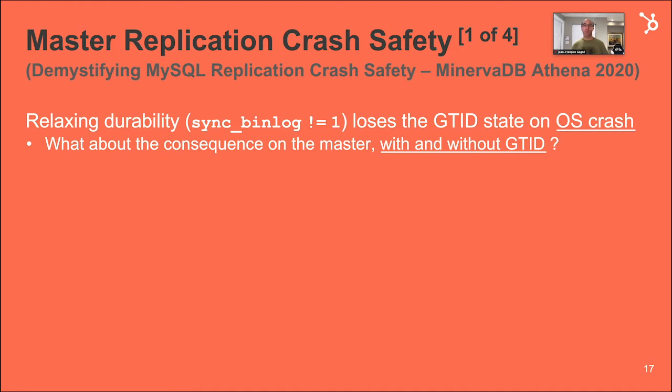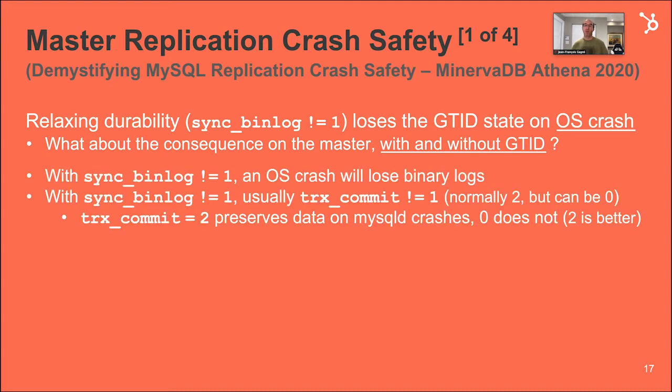We already saw that if we relax the durability of the binary logs, we lose binary logs on the crash. We lose the GTID state on the crash. But what about the impact on the master? If you're running with sync_binlog not equal to 1, you're probably also running with trx_commit not equal to 1.